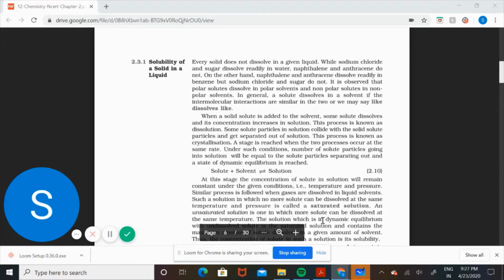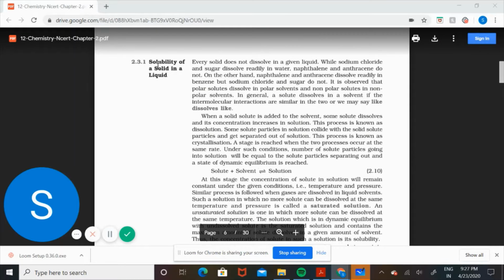Today I am here to explain a very crucial topic from the chapter Solution from Class 12 Chemistry of CBSE Board. The topic of today's class is solubility of a solid in a liquid. Before I start this, I have something to share with you about this solution, then I will come to the point of solubility.